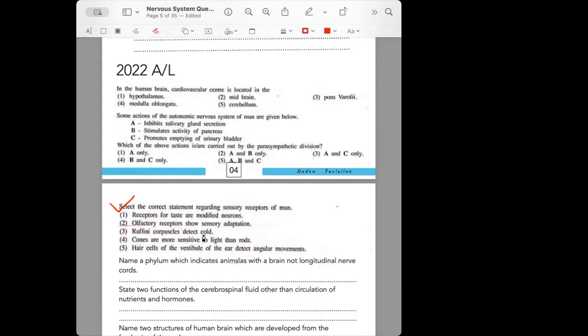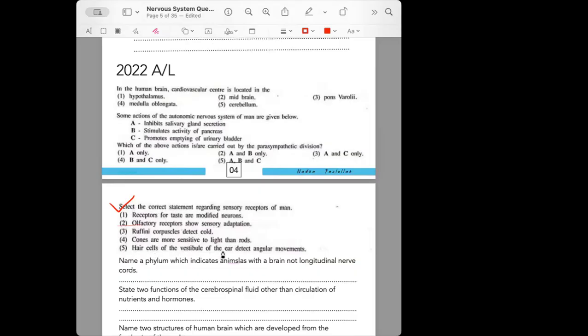Ruffini corpuscles detect cold? No. Krause end bulbs detect cold. Ruffini corpuscles are going to detect warmth. Cones are more sensitive to light than rods? No, rods are sensitive to light and therefore enable night vision. Cones provide color vision. They are not much sensitive to light.